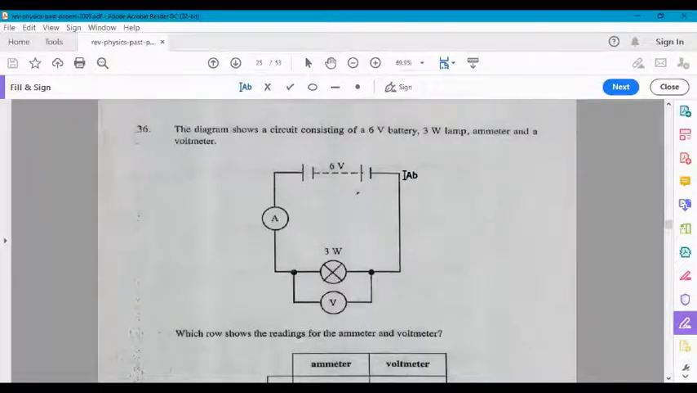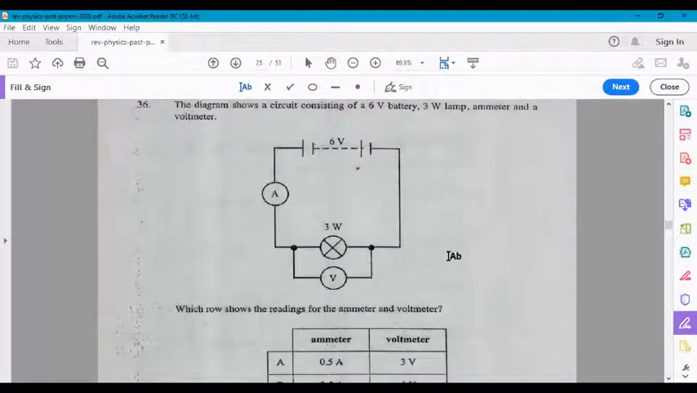All right, let's finish this paper. Left off at number 35, we're at number 36 now. The diagram shows a circuit consisting of a 6-volt battery, a 3-watt lamp, an ammeter, and a voltmeter, which shows the correct readings for the ammeter and the voltmeter. So we're asking about the current and the voltage.